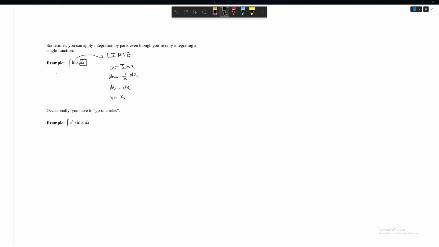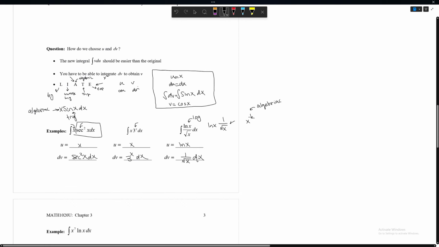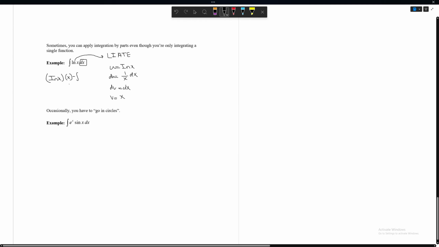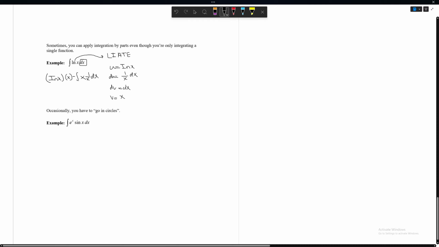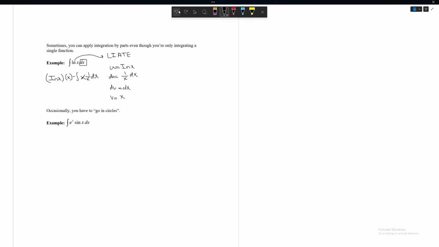Now I can sub it into the equation. The equation says uv, so u is ln x and v is x, minus the integral of my v du. So my v is x, my du is 1 over x dx. Now these two cancel out, giving you just 1.